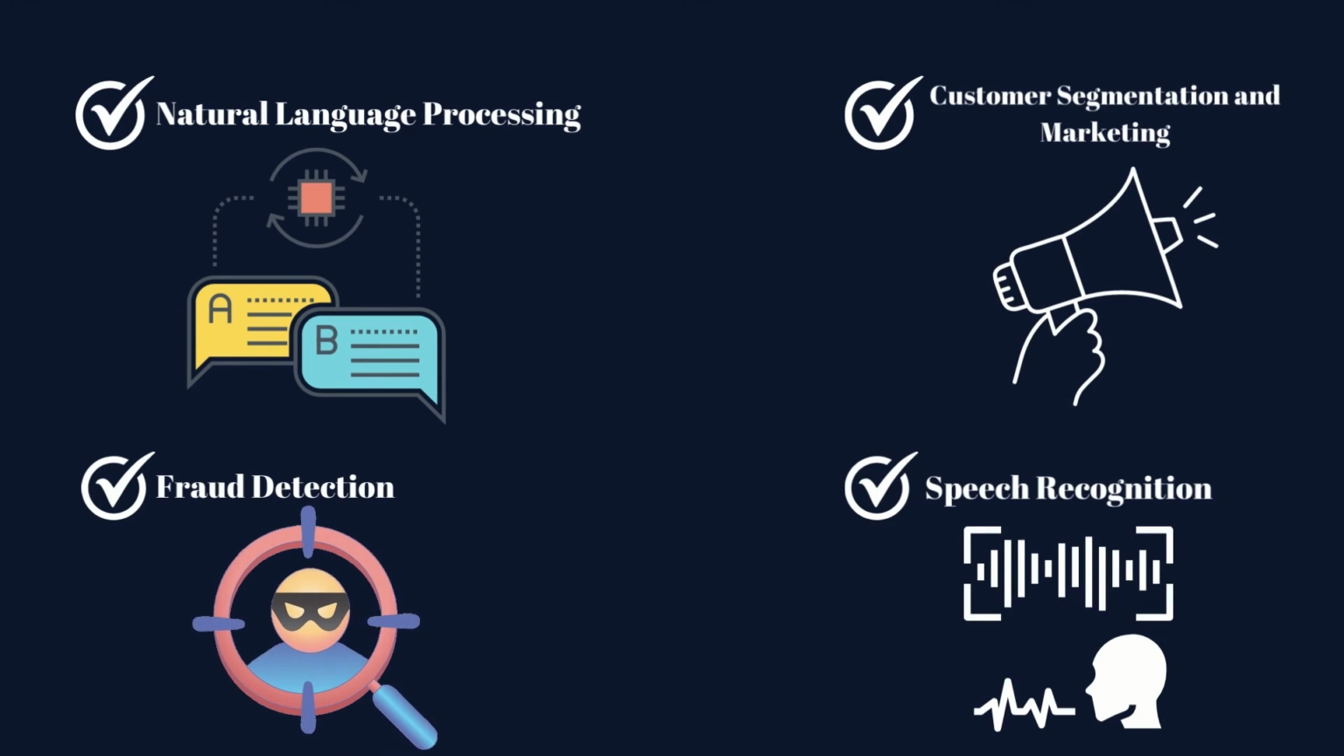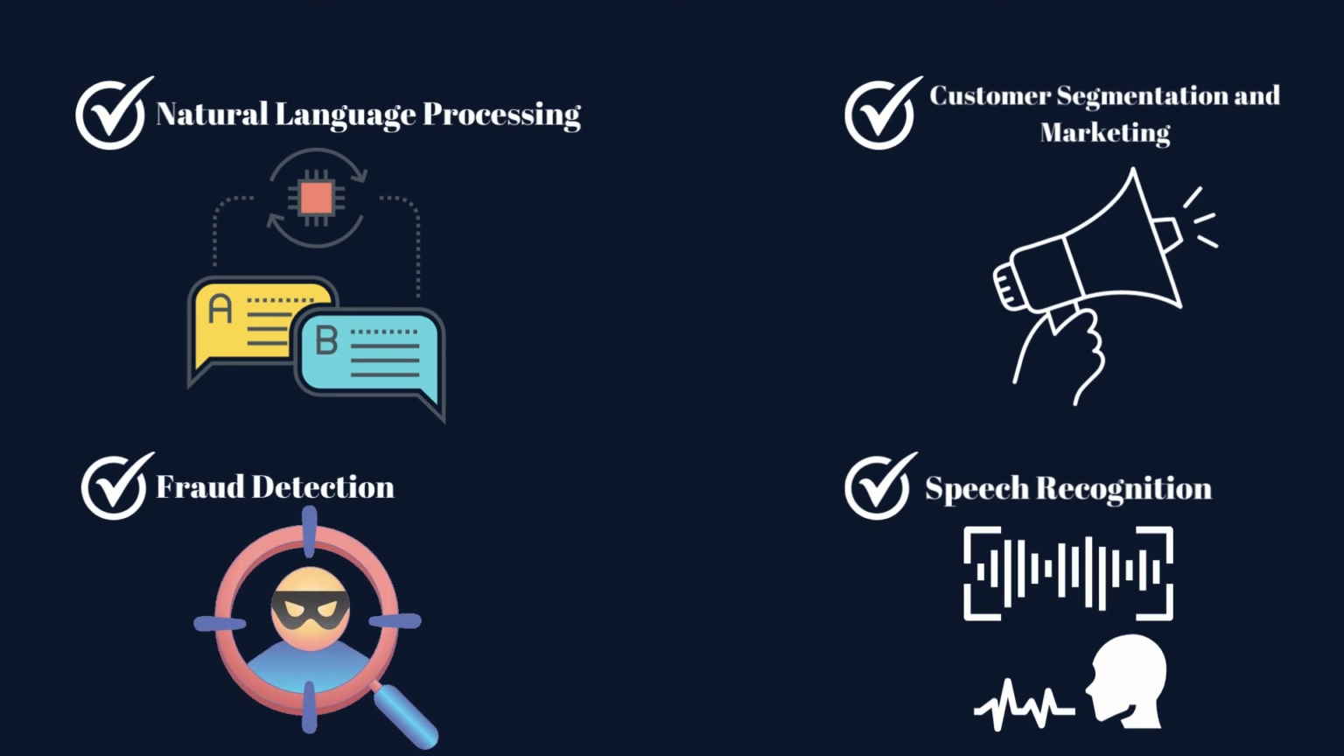Natural language processing usage. Text classification algorithms are used in a variety of natural language processing tasks, such as sentiment analysis, topic classification, and language detection. Usage in customer segmentation and marketing. Companies use classification algorithms to segment their customers into different groups based on demographic and behavioral data. This allows them to personalize their marketing campaigns and improve the effectiveness of their sales efforts.